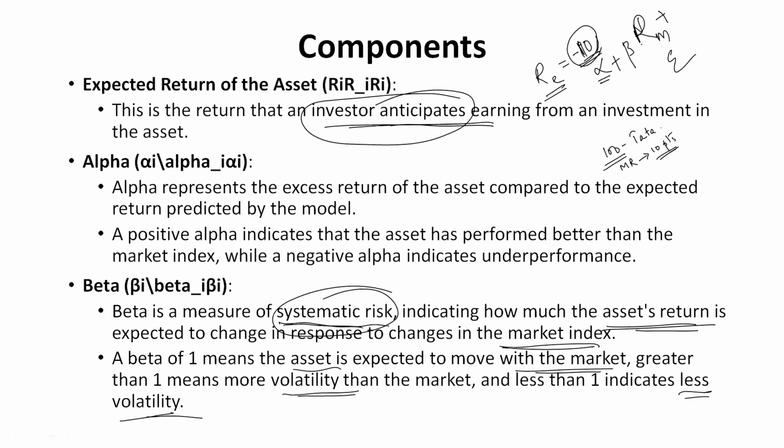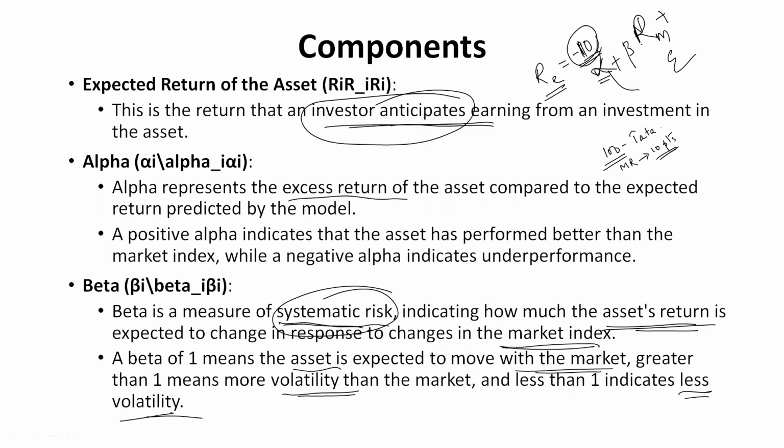The second, again a continuation of the previous slide, alpha. Alpha is the excess return of assets compared to the expected return predicted by the model. So if suppose there is an excess return which your stock has given in comparison to the market, then it is reflected in alpha.